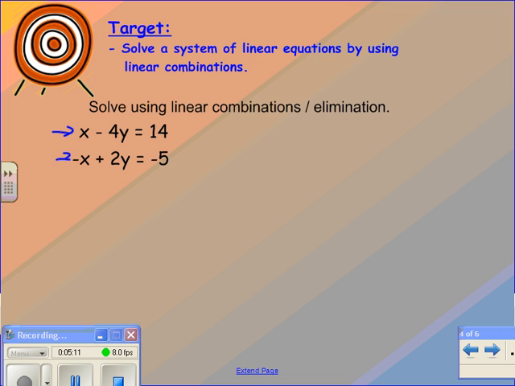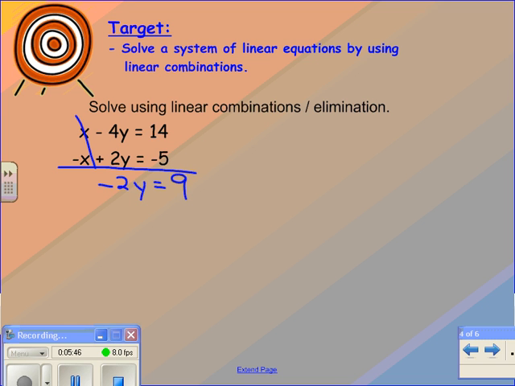Here and here, and both of my y terms here and here, and decide which one of those sets of terms that I can easily eliminate. So I'm looking at my x's, and I already have opposites. I have a positive x and a negative x, and if I add them together, x minus x is 0, and that's what I want. So I can just eliminate my x terms right away. So then I have negative 4y plus 2y gives me a negative 2y, and 14 minus 5 gives me 9.